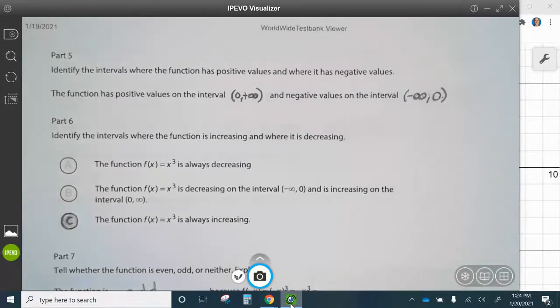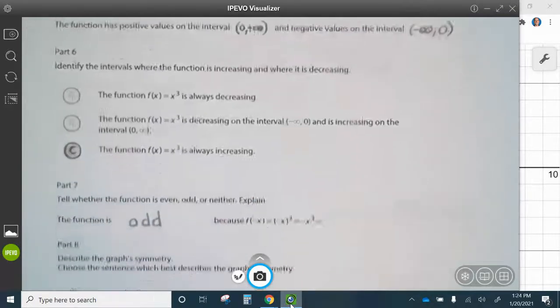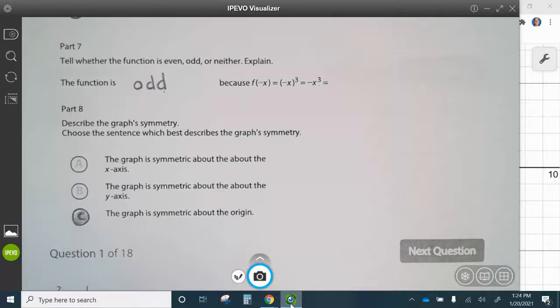Identify the intervals where the function is increasing and where it is decreasing. The function f of x equals x cubed is always increasing. Tell whether the function is even, odd, or neither. The function is odd because 3 is an odd number. Describe the graph symmetry. Choose a sentence which best describes the graph symmetry. The graph is symmetric about the origin.